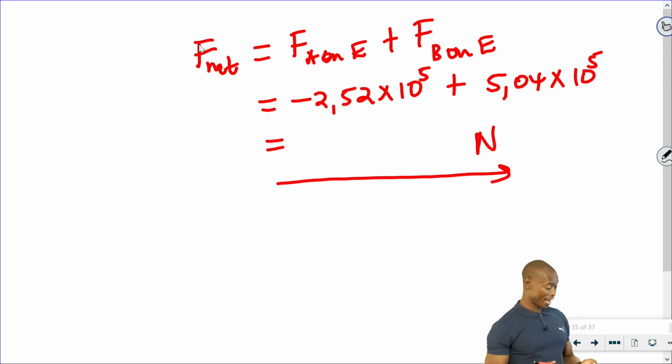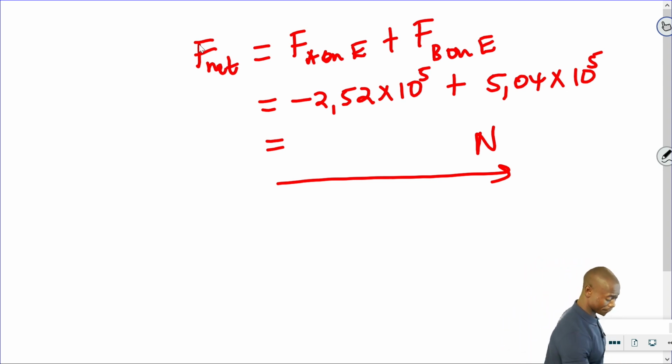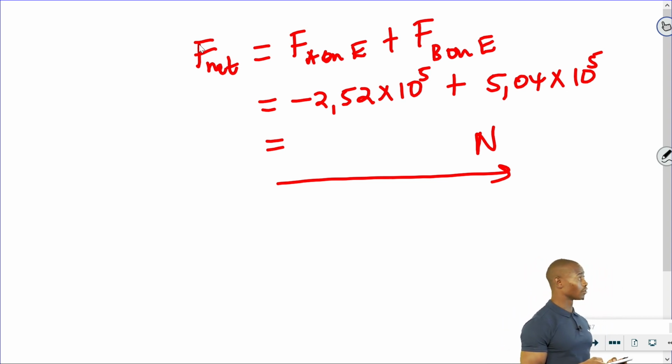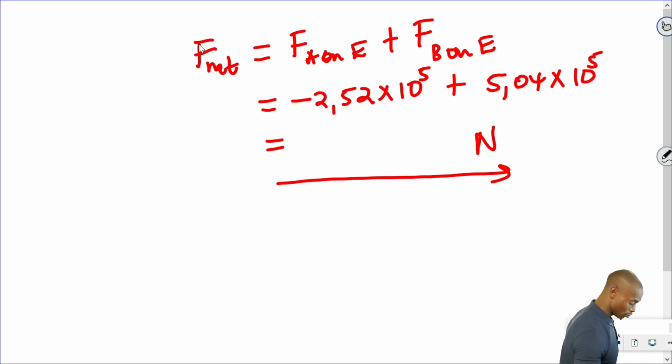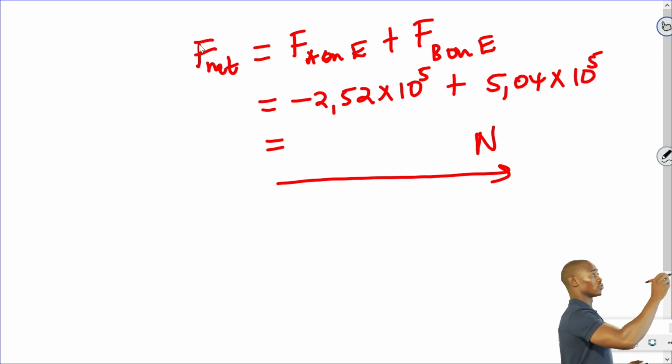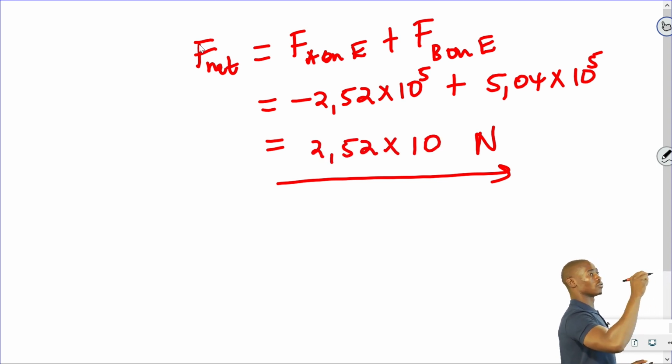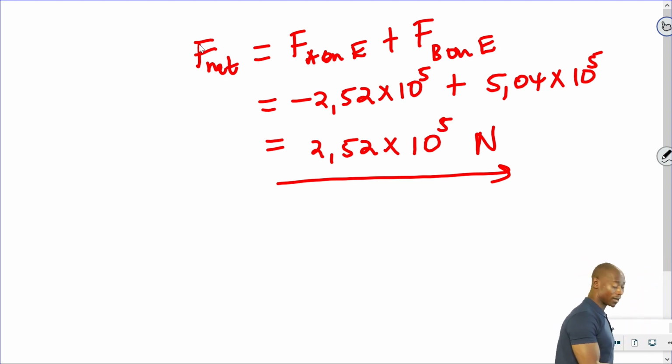Then we'll get the magnitude of the net force on planet Earth. So it will be 5.04 minus 2.52 times 10 to the power 5, which is going to be 2.52 times 10 to the power 5. So this is our answer.